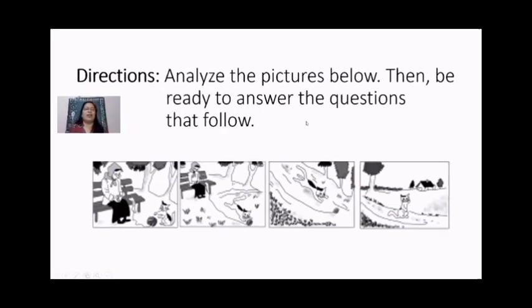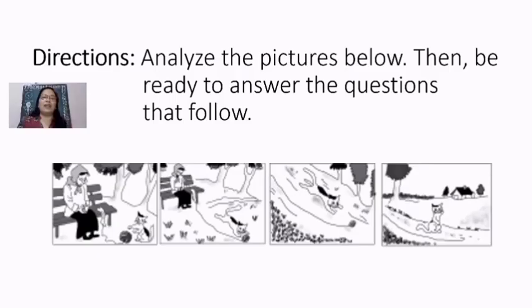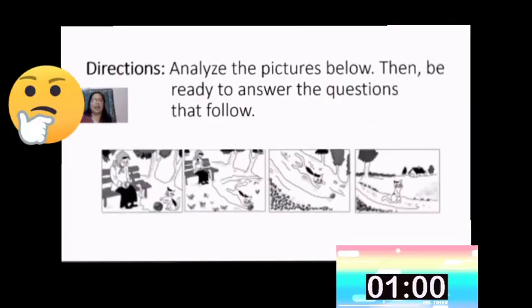Let's go back to these pictures. The directions here are: analyze the pictures below, then be ready to answer the questions that follow. I will give you 1 minute to study the pictures carefully and analyze them. Your time starts now.